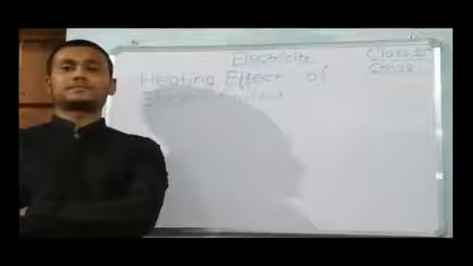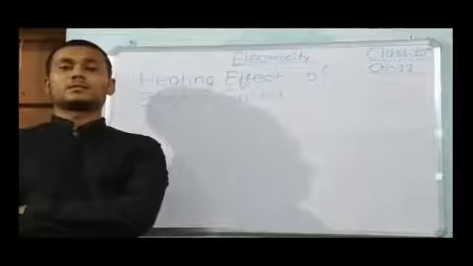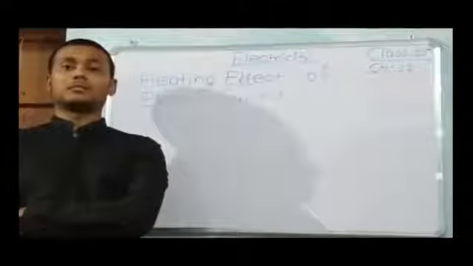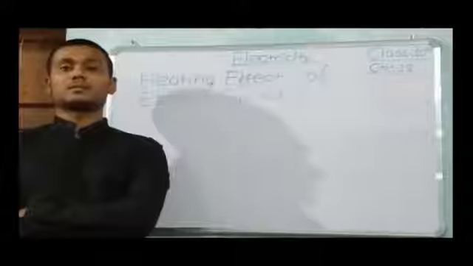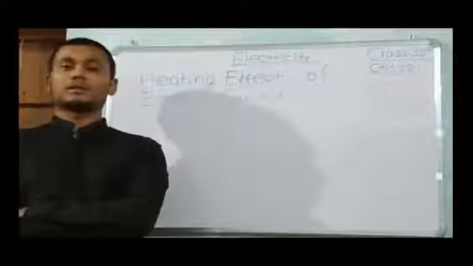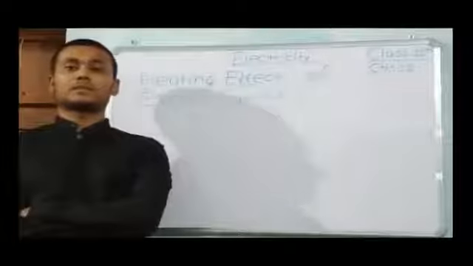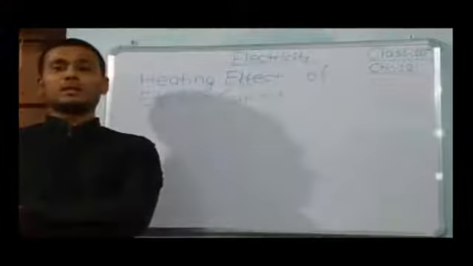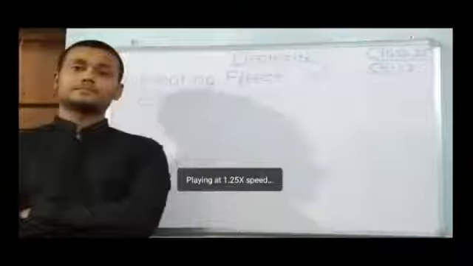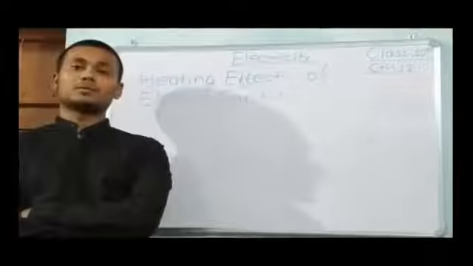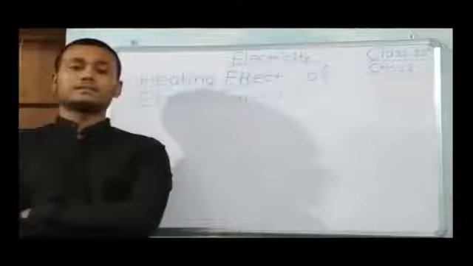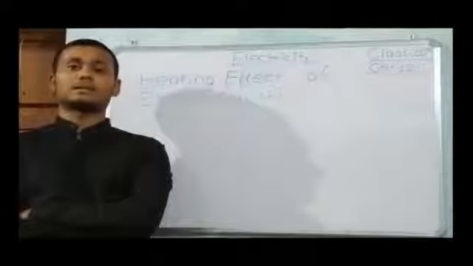Chapter 12, electricity. In previous classes, we discussed the combination of resistors, series combination and parallel combination. Now the next topic is the heating effect of electric current. See, whenever electric current flows in a conductor, it produces some amount of heat, and the produced heat is known as the heating effect of electric current.